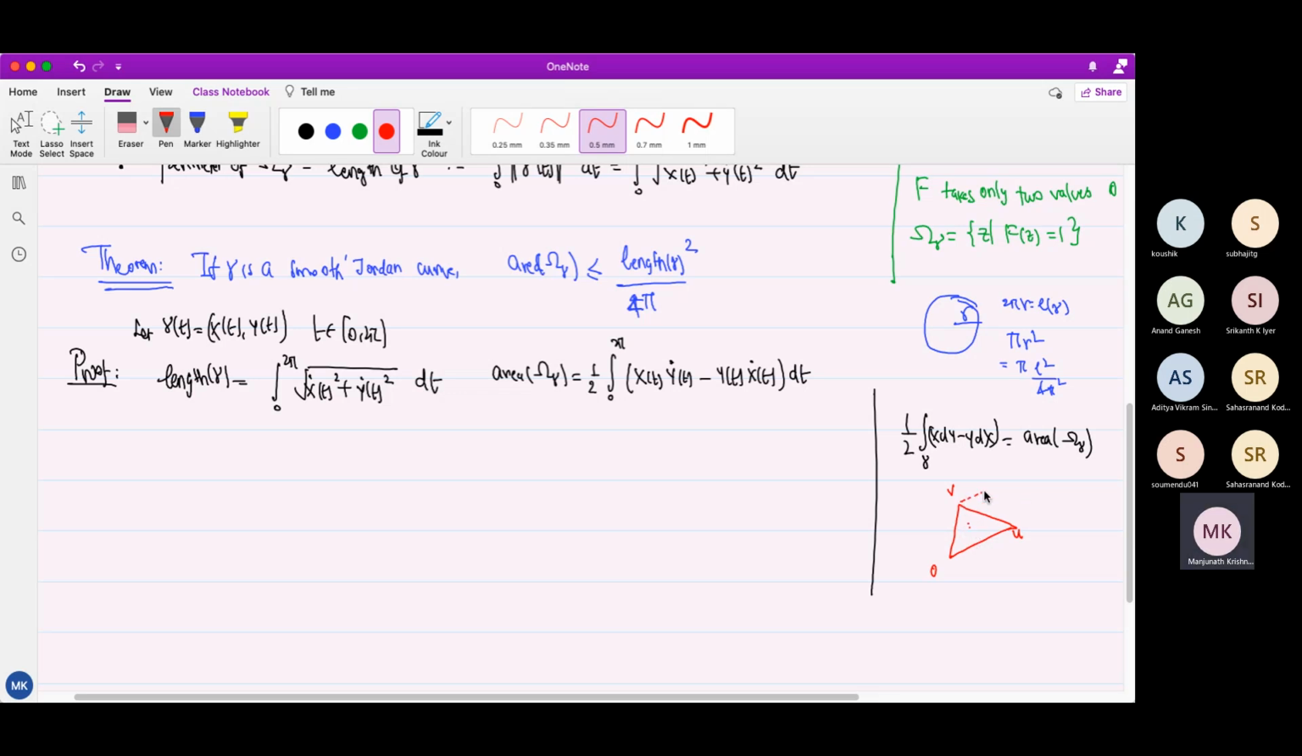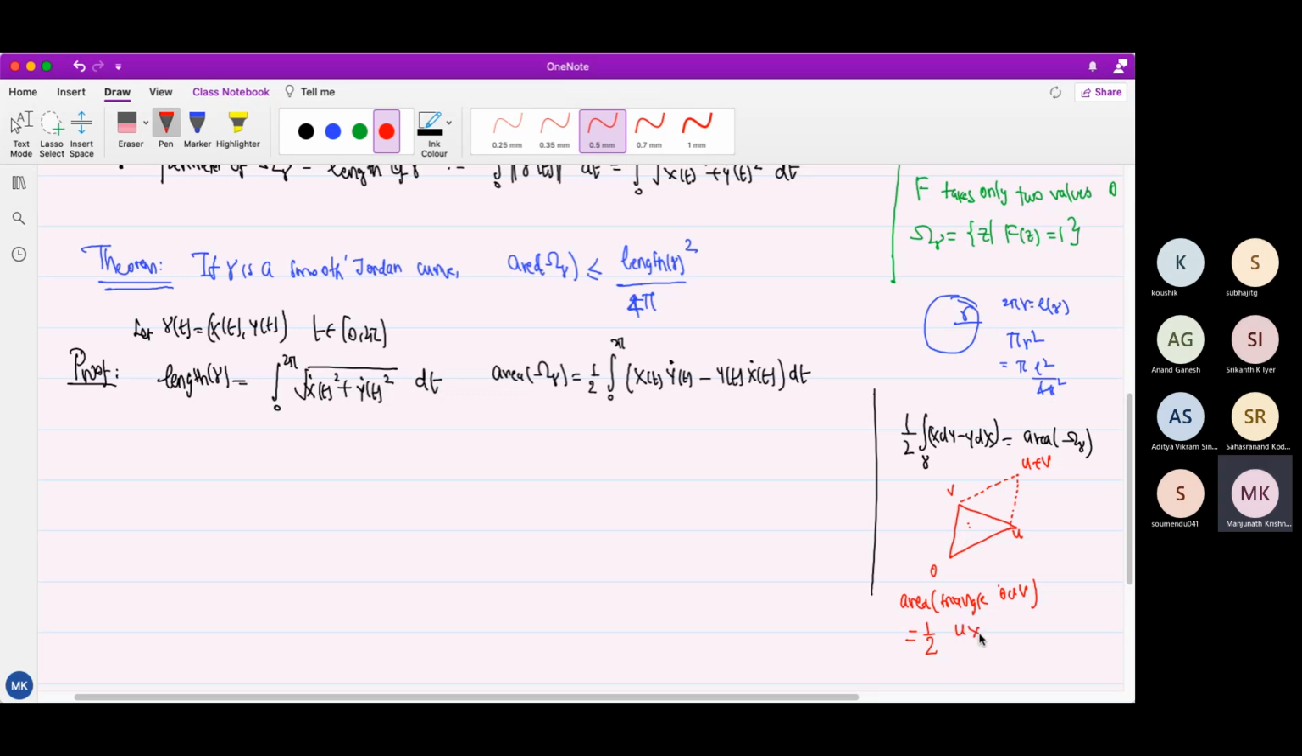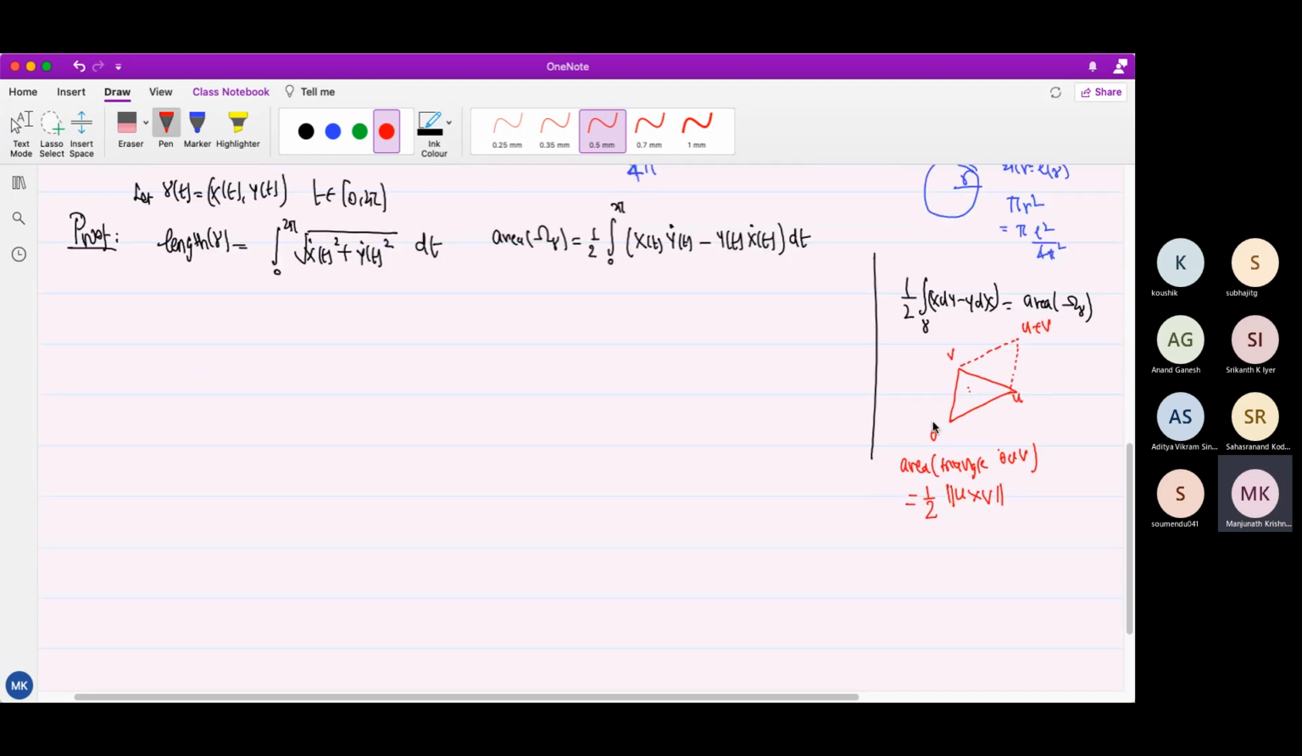If you complete it to a parallelogram, this is u plus v. We know that the area of the triangle 0, u, v is 1/2 of the area of the parallelogram. But what is the area of the parallelogram? It is just the norm of the cross product u cross v, right? So if you take the cross product, you get the norm. Now that is the underlying point here. So how is that going to give you anything?